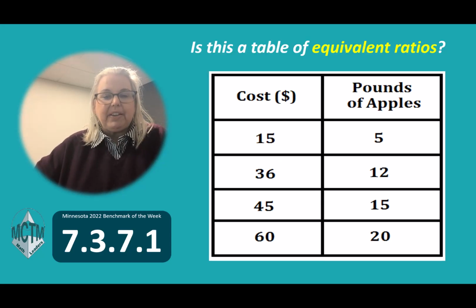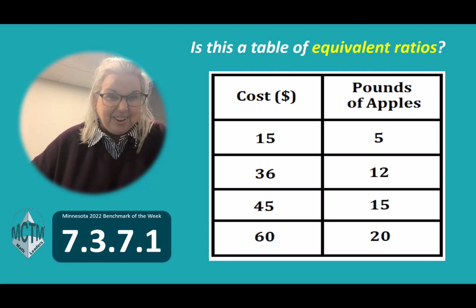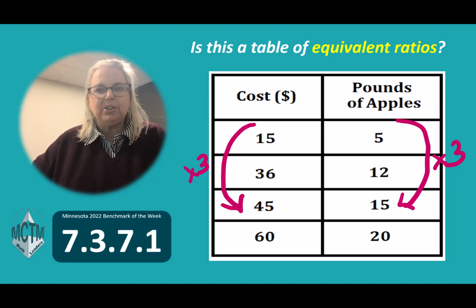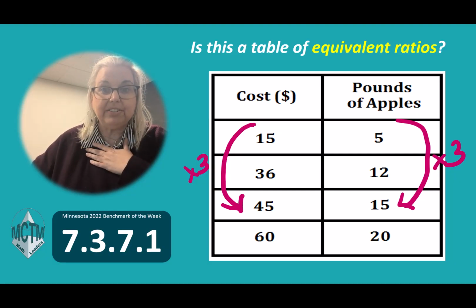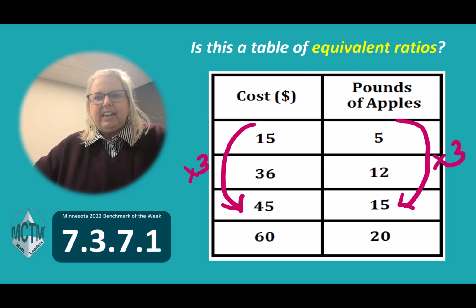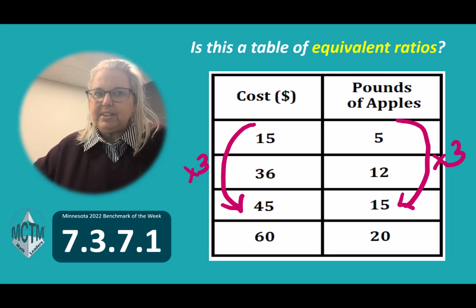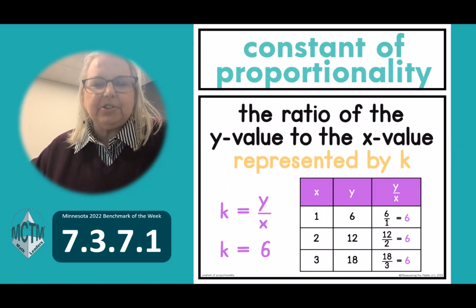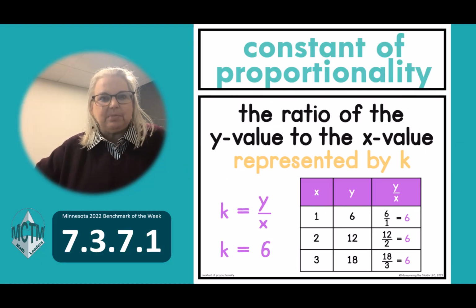And so hopefully by the end of this benchmark, students will be able to look at tables like this and ask themselves, is this table full of equivalent ratios? If so, it's proportional. And hopefully they'll start to see relationships, because this is Anchor Standard 7, patterns and relationships that exist. And notice that I can multiply the cost and the pounds that I bought. I only bought 5 pounds of apples, but my friend bought 45, and she paid 3 times as much and bought 3 times the amount of apples. And we can also work backwards on that and see those relationships. And then we can connect that to the constant of proportionality.